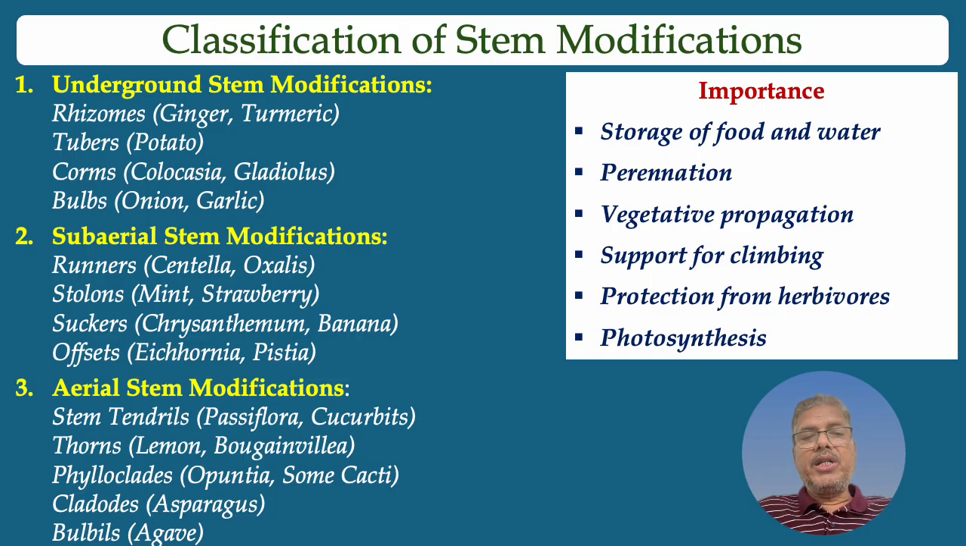Aerial stem modifications. These are the modifications of the stem or its buds that occur entirely above the ground. Their functions are diverse and include providing support for climbing, protection against herbivores, carrying out photosynthesis, and vegetative propagation. Examples include stem tendrils, thorns, phylloclades, cladodes, and bulbils.